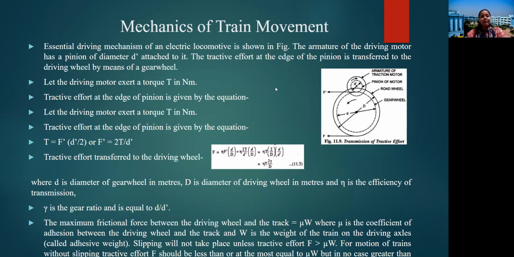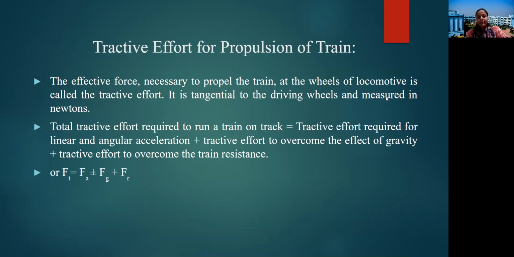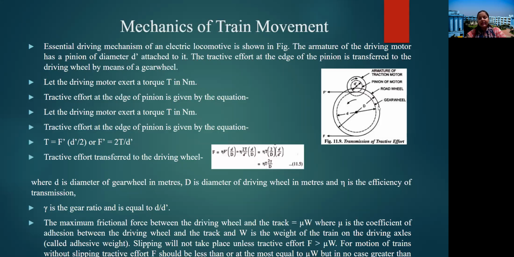The essential driving mechanism of an electric locomotive is shown in the figure. Here, this is the transmission of tractive effort. Now, the armature of the driving motor has a pinion of diameter d dash. This is the armature of the traction motor, the smaller circle, with a diameter of d dash. The tractive effort at the edge of the pinion is transferred to the driving wheel by means of the gear wheel. The larger circle is the driving wheel. The outermost is the road wheel, whose diameter is capital D, and the inner circle is the gear wheel.